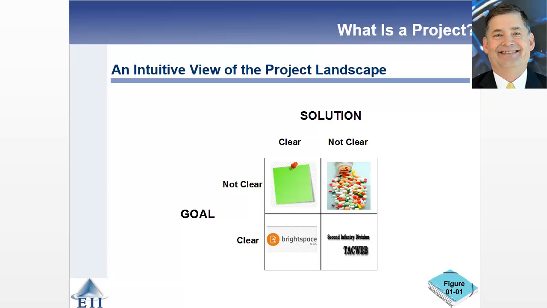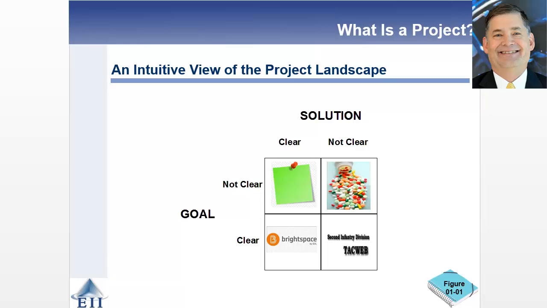Let's start with quadrant 1. In this case, we're going to upgrade our desire to learn Brightspace to the latest version. Is the goal clear? Oh, very clear. Is the solution clear? Actually, yes, it's very clear. So this is a quadrant 1 type of activity. We should be able to do this very straightforwardly: build out all of the requirements, and then execute.